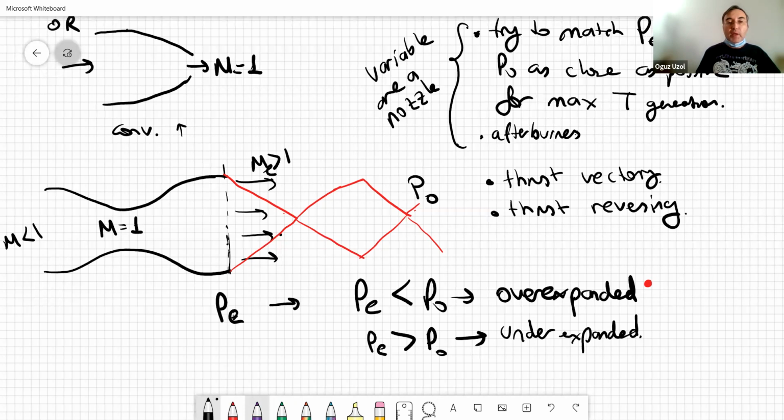And then when we have underexpansion, and I'm going to use the green color for this, now PE is higher than outside. So instead of having oblique shock waves, it will suddenly encounter a lower pressure environment. It has to expand very quickly to the atmospheric pressure. That happens through expansion waves. So in that case, we end up with these expansion waves instead of shock waves.